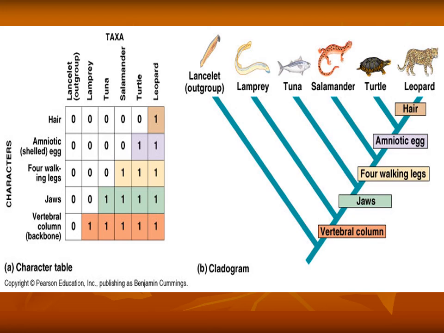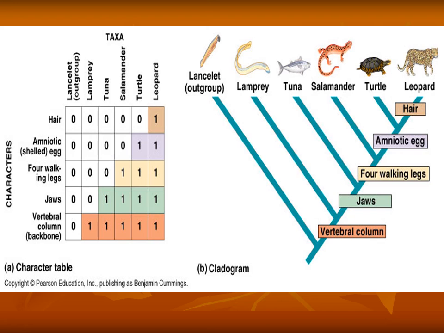So here is a pretty good cladogram showing our shared derived characteristics here. So here we have, there's that lamprey again, and there's the characteristic of jaws. So everything after that point had jaws, which makes sense. Jaws, tuna, salamander, turtle, leopard, yep, all jaws. These guys do not. Both these are jawless fish. But the lamprey has a vertebrae. Lancelet doesn't even have that. He doesn't have much of anything.